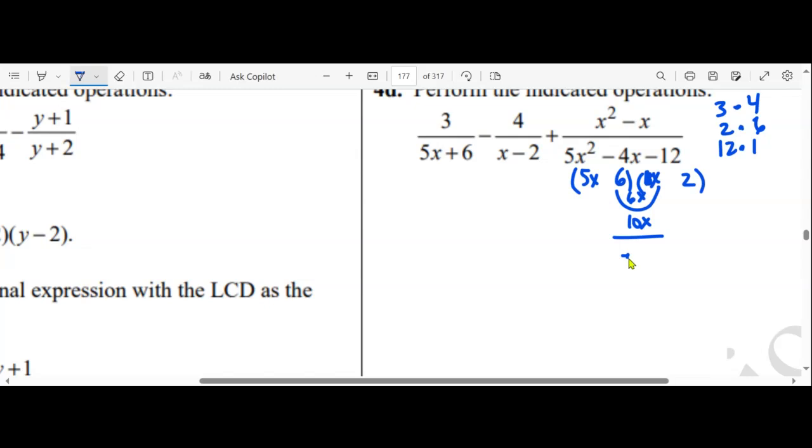Yes. Can we have negative? Yes. Is this clear? Clear or not clear? Clear.